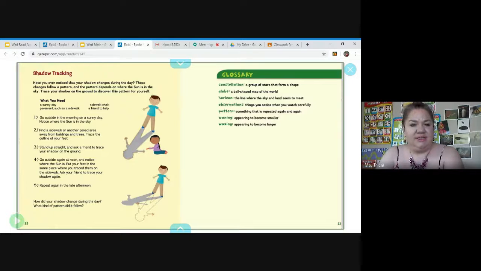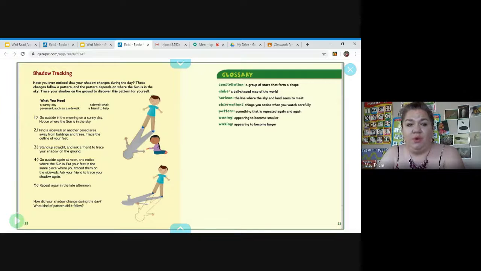And here is an activity that you can do together. It's called shadow tracking. What you need is a sunny day, sidewalk chalk, and a friend or your mommy. Have you ever noticed that your shadow changes during the day? Those changes follow a pattern, and the pattern depends on where the sun is in the sky. Trace your shadow on the ground to discover this pattern for yourself.